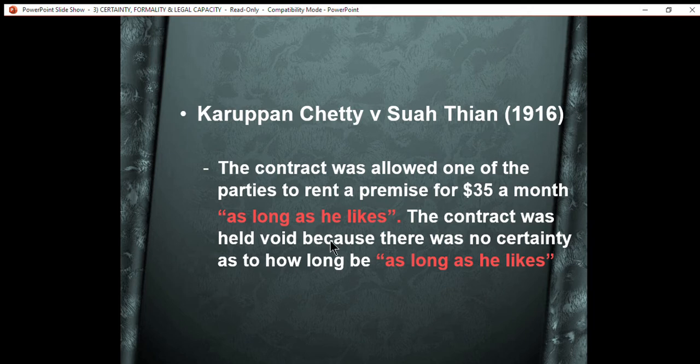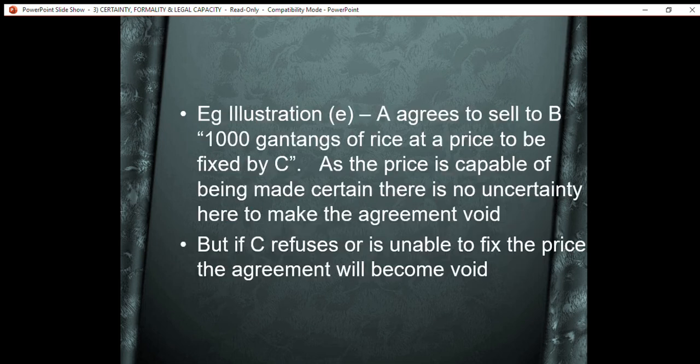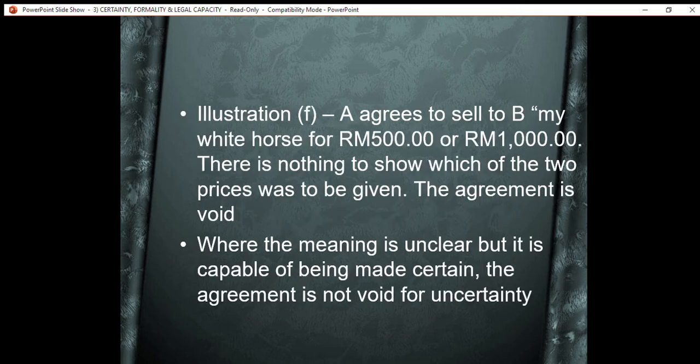The contract was held void because there was no certainty as to how long "as long as he likes" would be. We do not know how long that is, so we must make it clear in our contract. This is for tenancy agreements, basically. Another illustration, you may refer to illustration F.